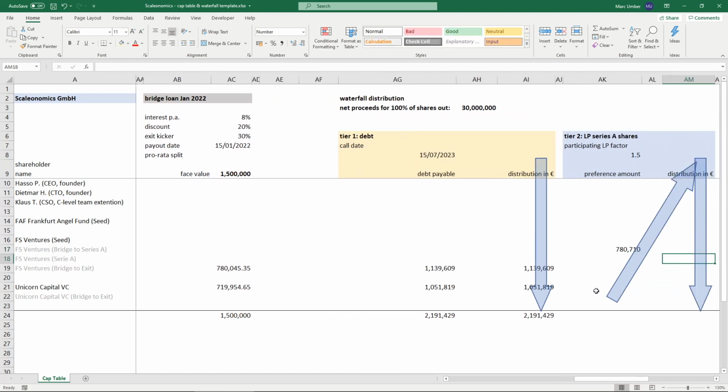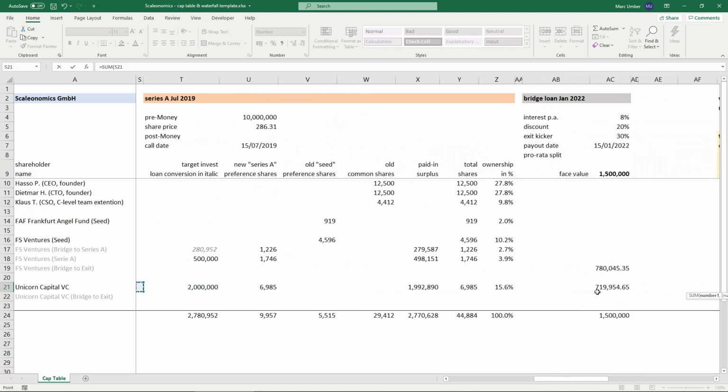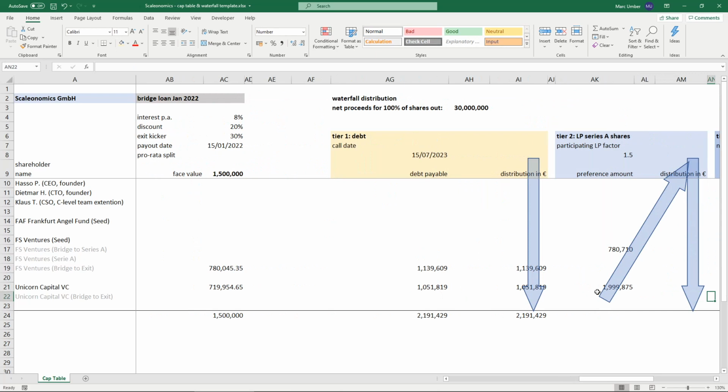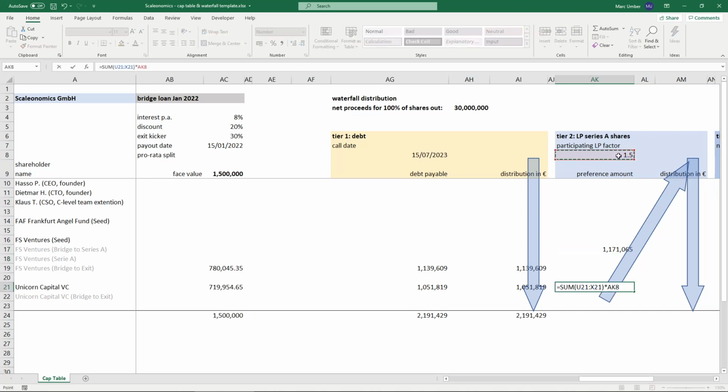Okay, same we do for Unicorn Capital, Series A. The sum of nominal amount and paid-in surplus. And we must not forget about the factor of 1.5 on this money. Let's take this factor. Receiving a total volume in this tier 2 of 4.17 million.